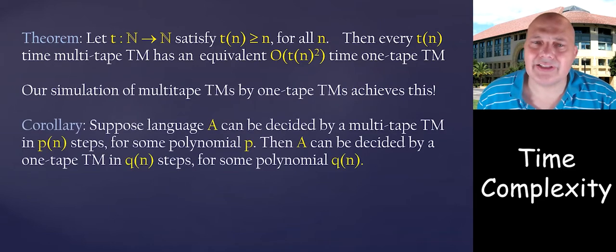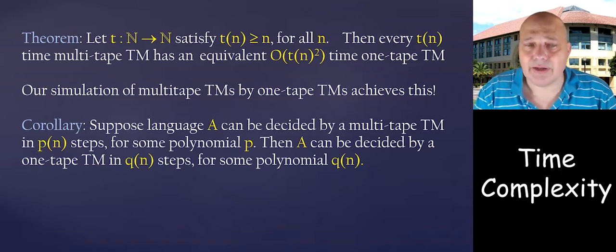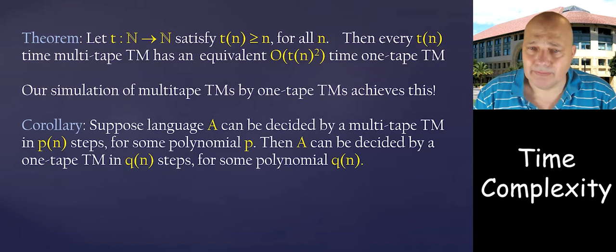And a corollary is that suppose A can be decided by a multi-tape Turing machine in a polynomial number of steps, so some p of n steps for some polynomial p, then A can also be decided by a one-tape Turing machine in a different polynomial number of steps, so in q of n steps for some other polynomial q of n. So this means that there is an equivalence up to polynomial factors. There is an equivalence between these two models.